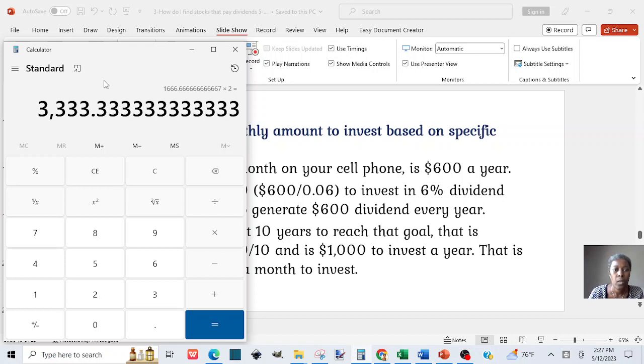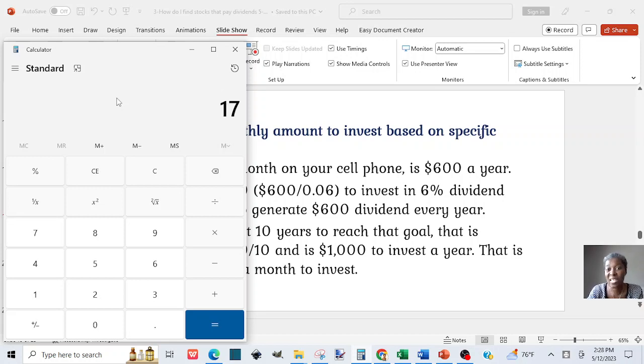So let's take this cell phone, and it is $17. So how much should we invest at 6% to generate $17 times 12? You want to know how much that bill will cost you a year. So 204. So how much do you need to invest in a company that pays you 6% dividend for you to generate 204 dividend income?